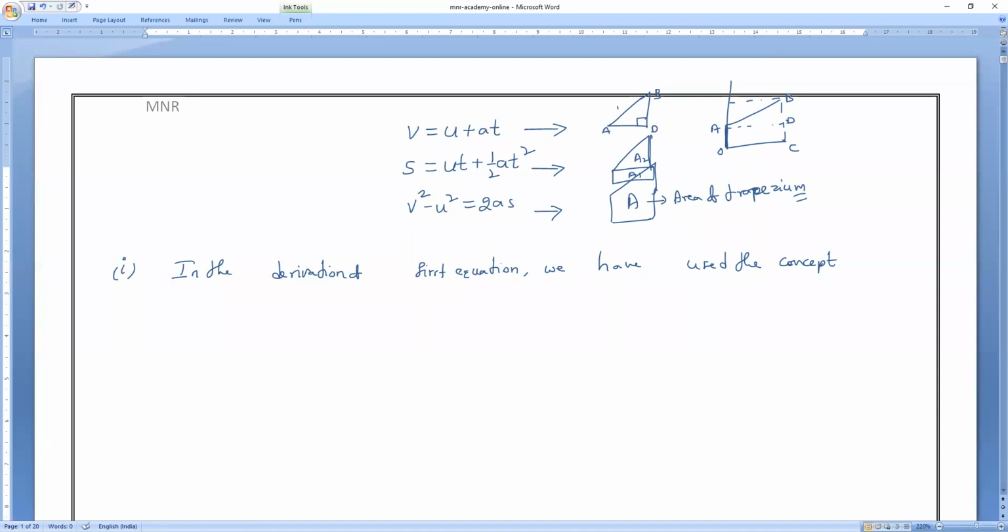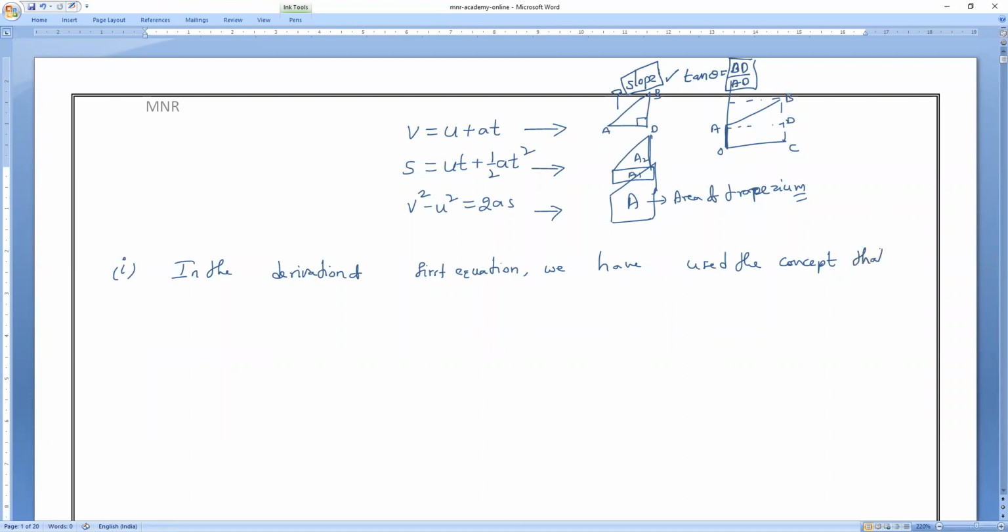Triangle means what? Right angle triangle. What is that actually? Slope. The formula is tan theta equals BD divided by AD. That is the formula we will use. Yes or no, guys? Concept of slope.